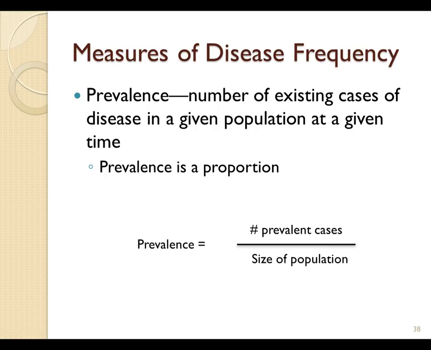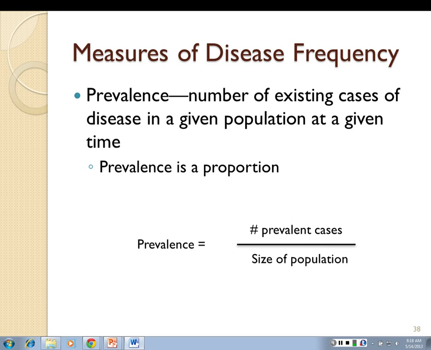Now, prevalence includes all prior existing cases of disease in a population, so not just the newly diagnosed cases. Sometimes you will hear prevalence referred to as point prevalence, period prevalence, or prevalence rate. However, it's important to remember prevalence rate is technically incorrect, since prevalence is a proportion. Prevalence does not have units of time, therefore it cannot be considered an actual rate.